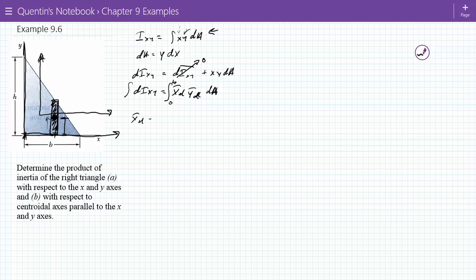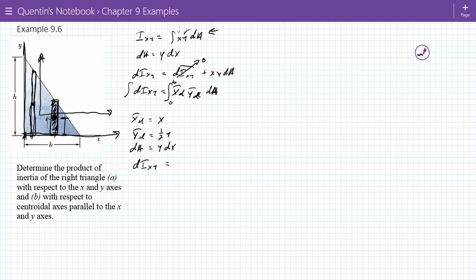x bar of this differential element, what is it? At any point in time, it is going to be x, right? If the differential element moves over here, it's going to be x. Now y bar of this differential element is always going to be halfway up, because remember, it's just a simple rectangle, and the y bar is always going to be in the middle, which is going to be 1/2 y. And what is dA? Well, we defined it earlier. It is y dx.